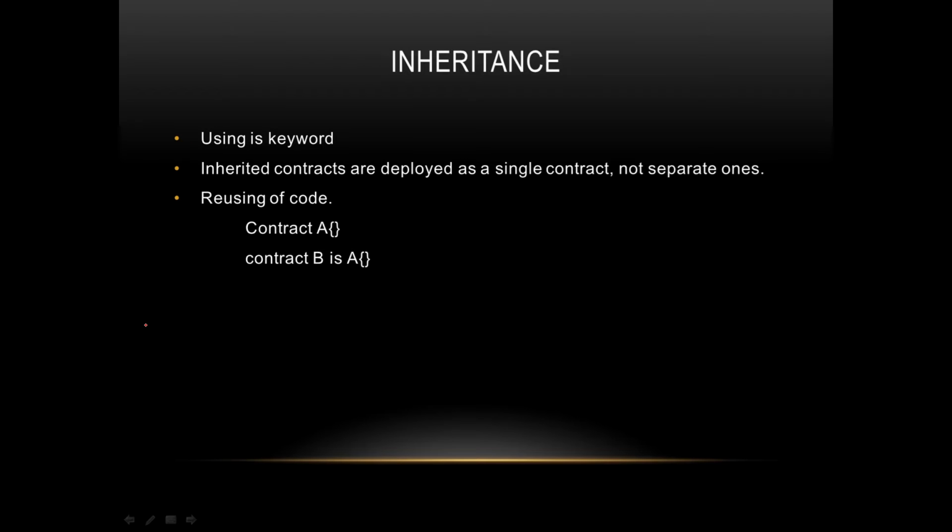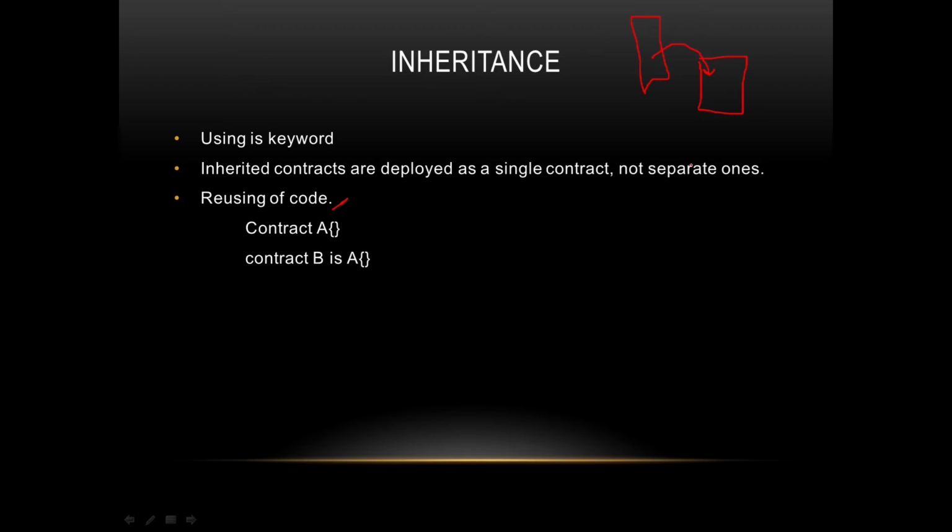Inheritance. One of the main features of any programming language is inheritance. You might have seen inheritance in C++, or in Java, or in any object-oriented language. Inheritance is a major feature. It is basically the reusing of code, so that you don't have to declare the functions or variables again and again. You first make a class, and then you inherit from this class.